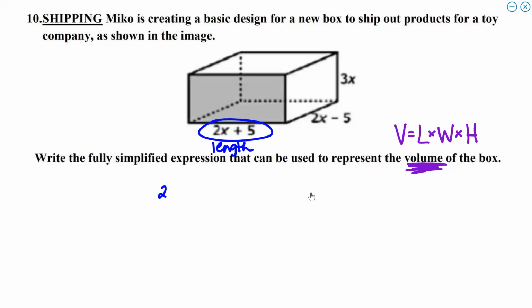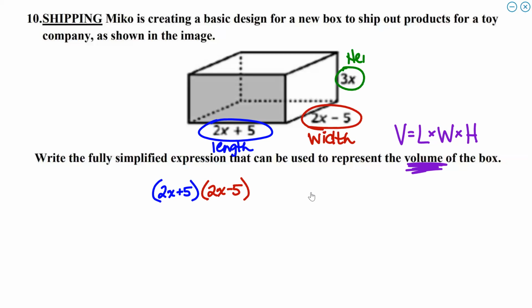So I'm going to have 2x plus 5 times my width. What's my width? 2x minus 5. And my height, 3x. This is how I will find the volume.